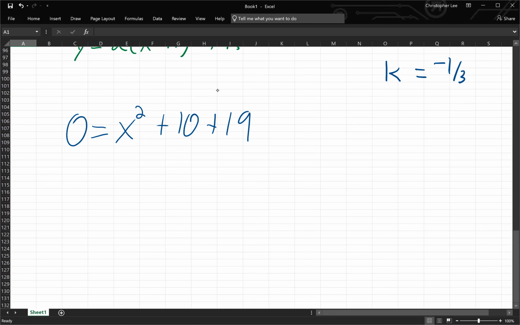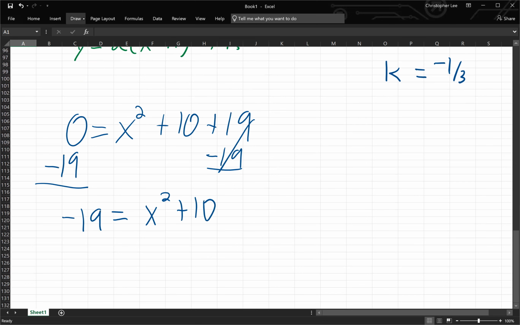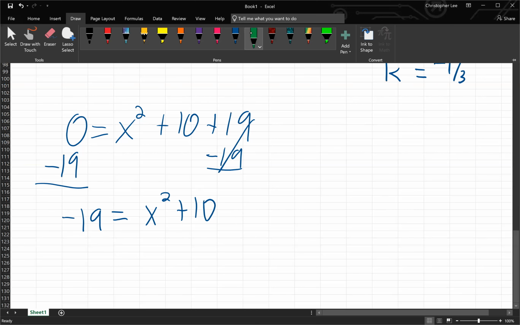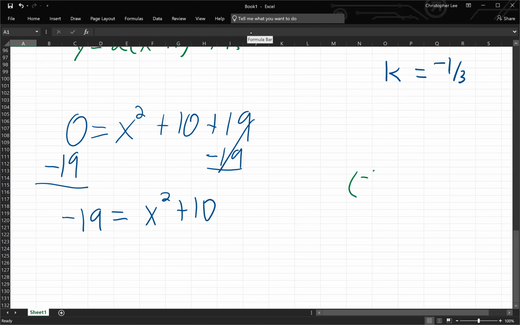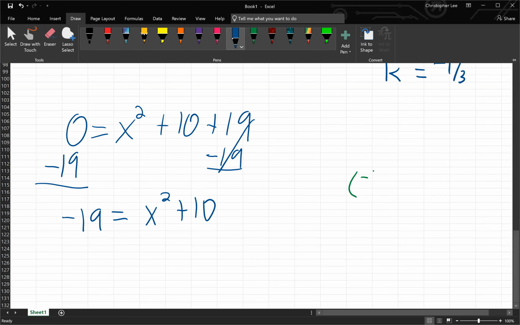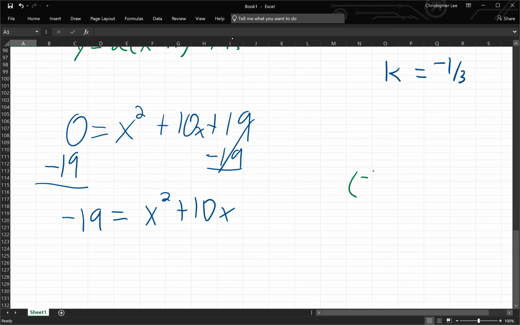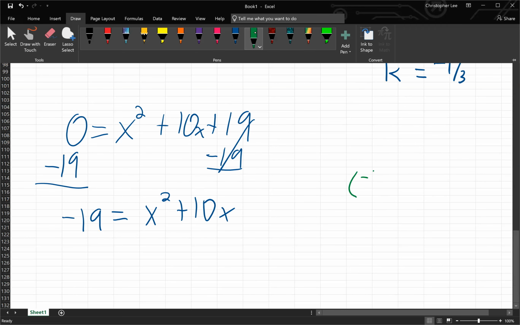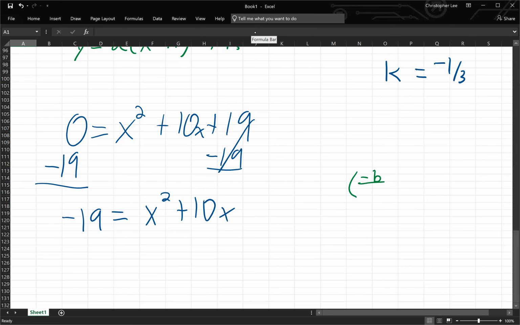So first thing you want to do, isolate the whole number. So I'm going to subtract 19 from over here. I'll do to one side, do to the other. So now I have negative 19 is equal to x squared plus 10x. Go to the formula. By the way, this formula is on the formula sheet, so you don't need to memorize it. It's right there. Negative b over 2a squared.